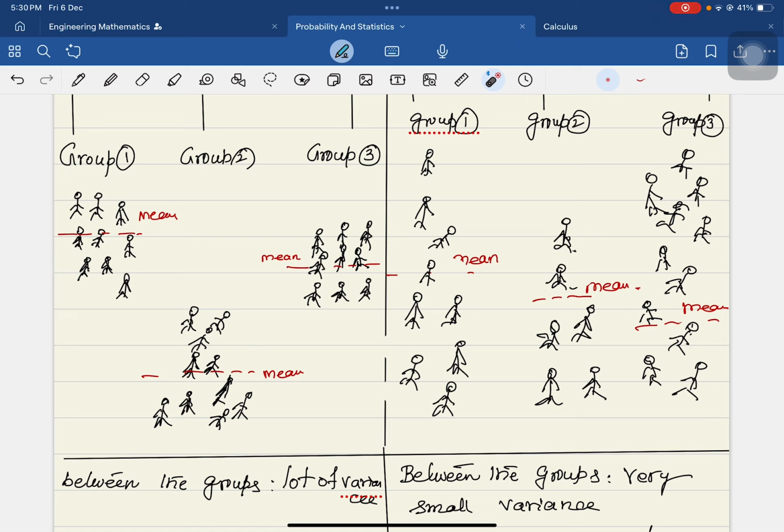Now coming to the variance of the mean within the group, if you observe, the data value is somewhere here, the mean is somewhere here. The variance of the mean within the group is very large, correct? So this is what happens in a situation when you have data sets given, depending upon the variance of the means between the groups and within the groups.